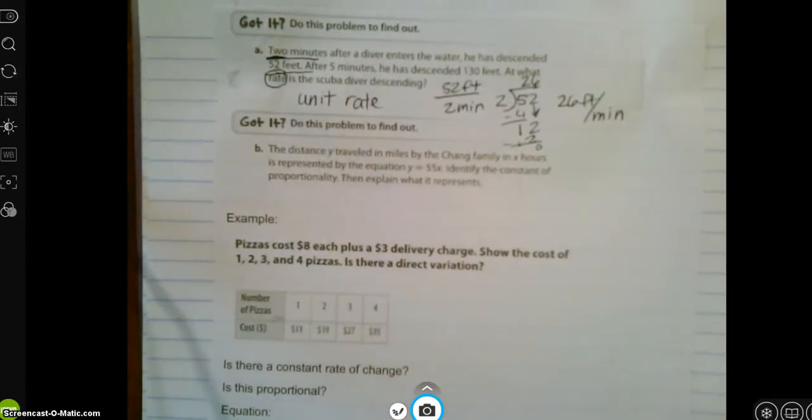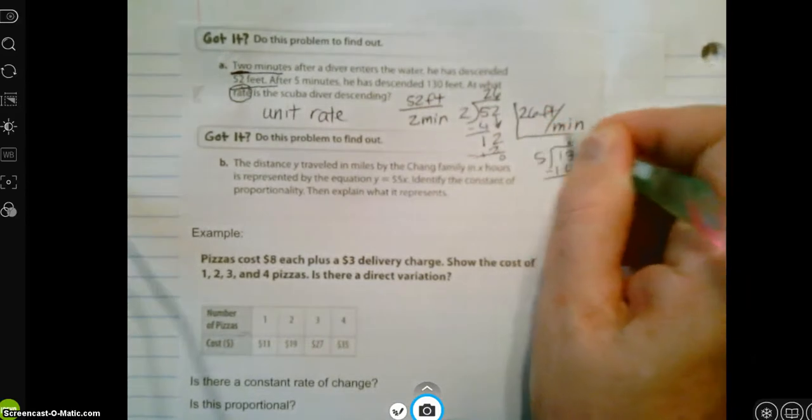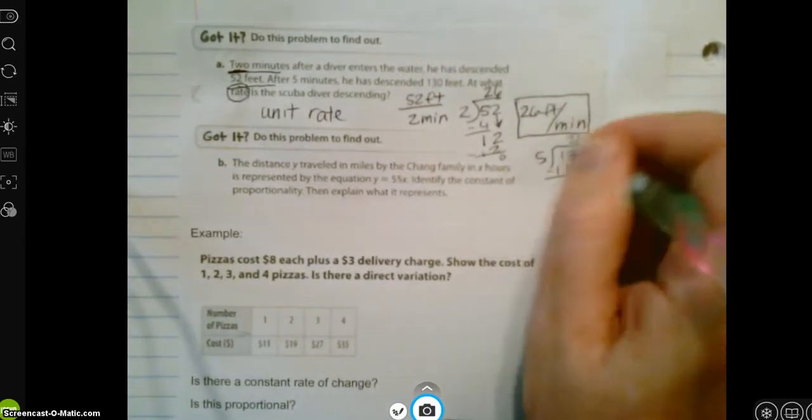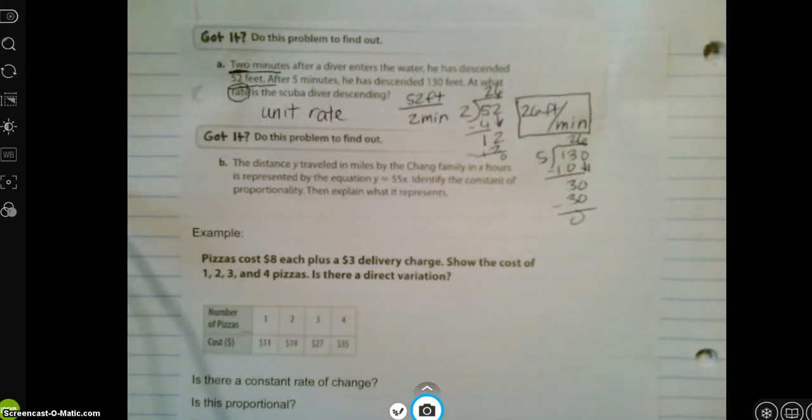Now, when you're in 8th grade, they usually just use the word rate. 7th grade, we generally use unit rate when we're talking about per minute. Now, if I divide this other one, 130 by 5, let's just see what we get. 2, 10, 3, pull down a 0, 5 into 30 goes 6 times, 0 left. So we can tell we're moving basically at a constant rate of 26 feet per minute with nothing else, with knowing nothing else. This more than likely is our constant of proportionality, assuming we're starting at the surface of the water. Okay?